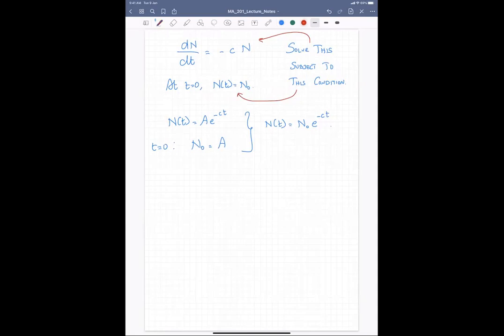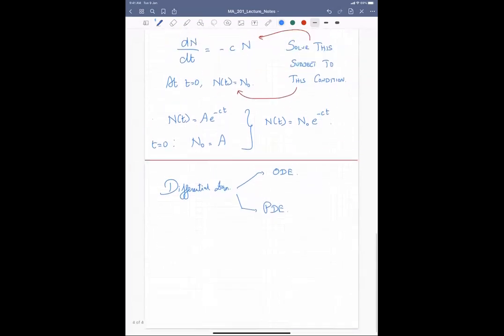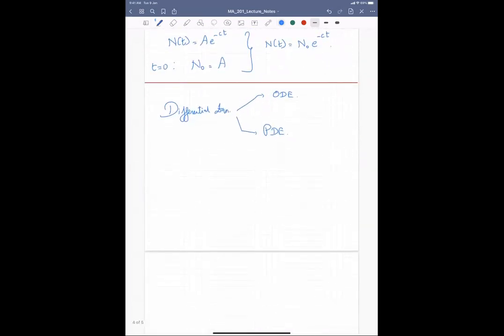So what is the terminology? Differential equations can be broadly classified into two different kinds: ordinary differential equations and partial differential equations. Ordinary differential equations are stuff like the one that we just discussed.